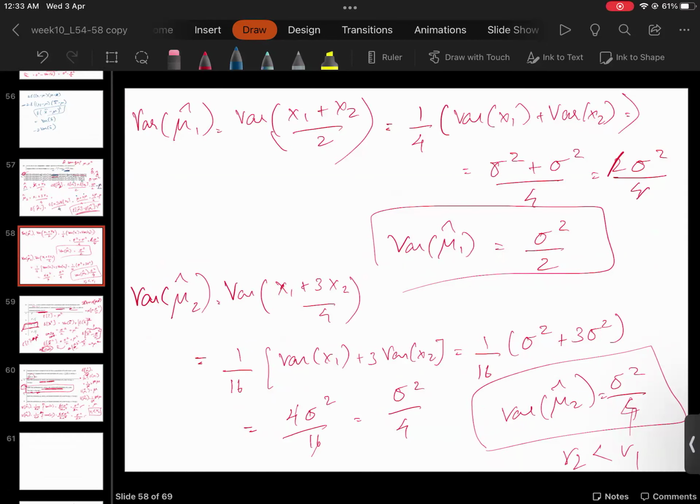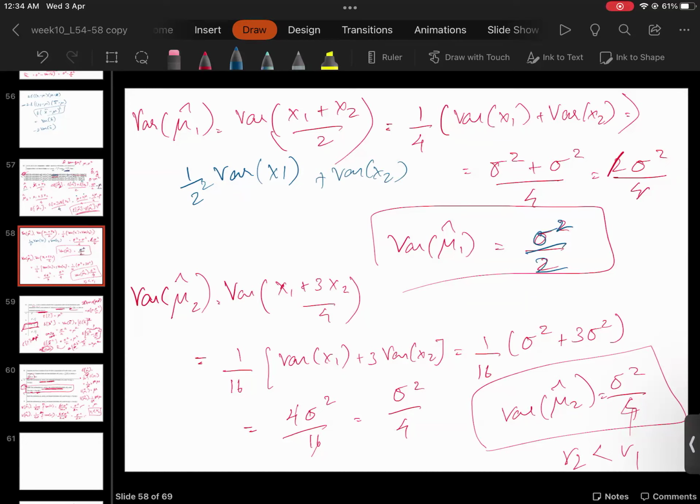Same thing. So variance of x1 plus x2 divided by 2. The denominator is a constant, and when you bring a constant out of a variance, it becomes a square. So it becomes 1 by 2 square into variance of x1 plus variance of x2. So 1 by 4. Variance of x1 is sigma square, variance of x2 is also sigma square. So 2 sigma square divided by 4. If you solve this, your variance of mu1 hat is equal to sigma square divided by 2.